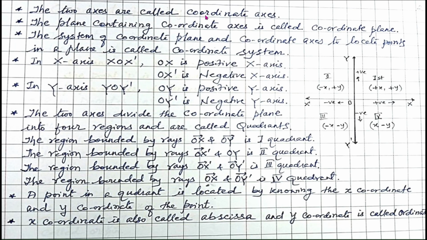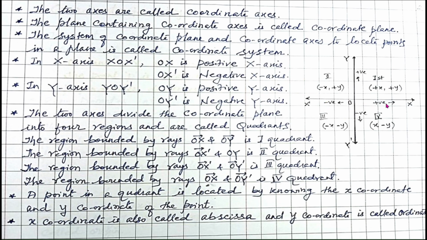Remember that. Now, the two axes are called coordinate axes. Very interesting. The two axes, that is the x-axis and the y-axis, which are placed in a plane, are called coordinate axes. And the plane which contains the coordinate axes is called the coordinate plane. The system of coordinate plane and coordinate axes to locate points in a plane is called the coordinate system.